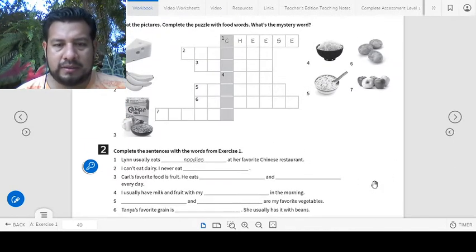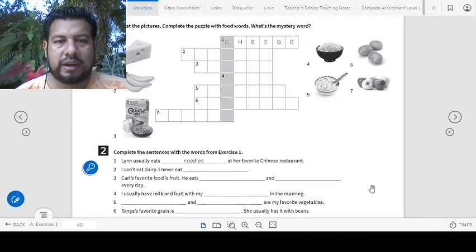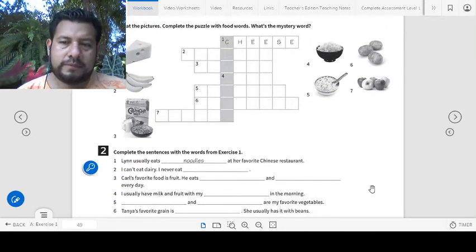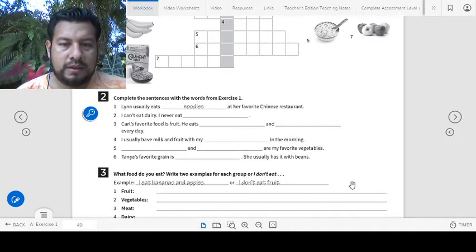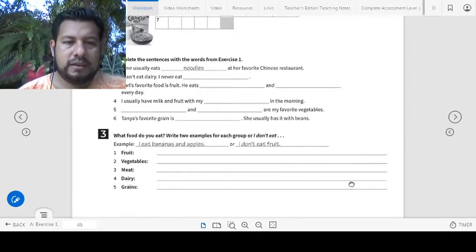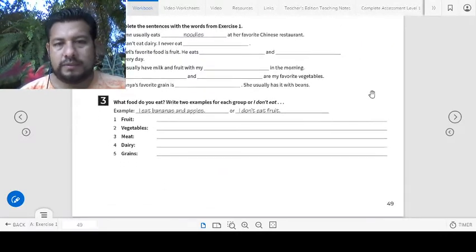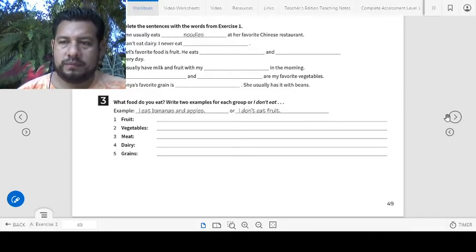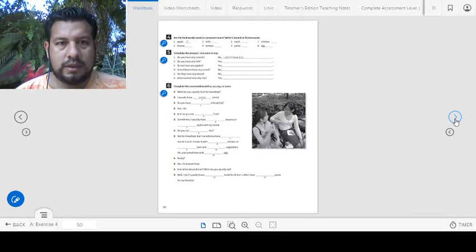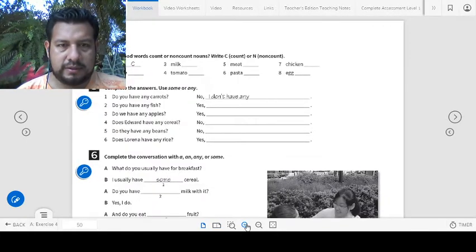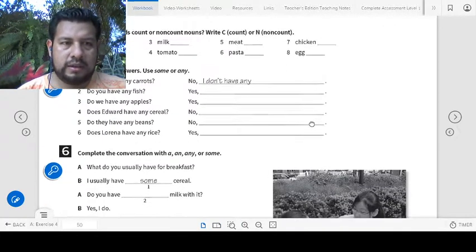A ver, les voy a poner aquí las oraciones para que le den una captura. Chic, ¿no? O algo así. Esto es personal. What food do you eat? Aquí tendrían que hacer oraciones, ¿no? Y este es un poquito más de ejercicios para ustedes. Igual si lo quieren hacer, me encantaría que lo hicieran.